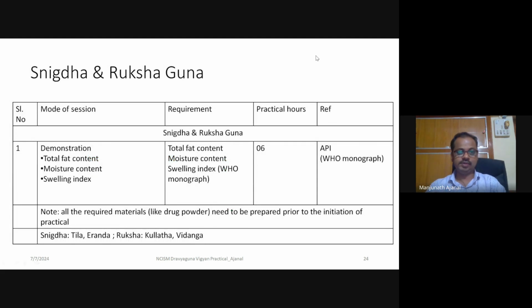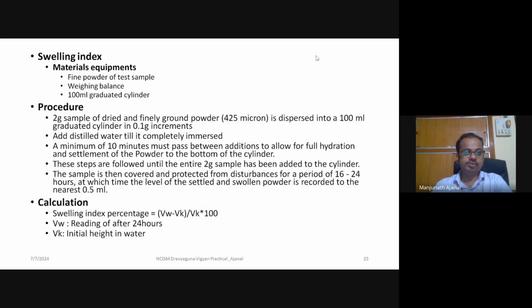Next assessment is Snigdha and Ruksha Guna. Here the Snigdha and Ruksha Guna need to be estimated based on the determination of total fat content, moisture content, and swelling index. The required materials are for fat content estimation, a petroleum ether solvent extraction apparatus, moisture content by hot air oven, and swelling index as per the WHO monograph. The drugs to be studied are Snigdha Guna: Tila and Eranda, and Ruksha: Kulattha and Vidanga. These are the SOPs present in the WHO monograph.